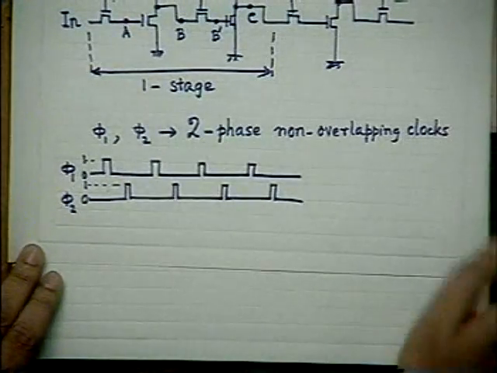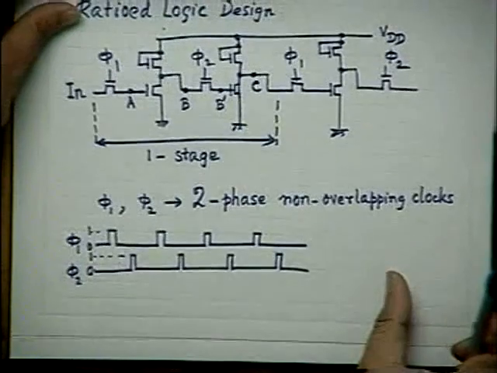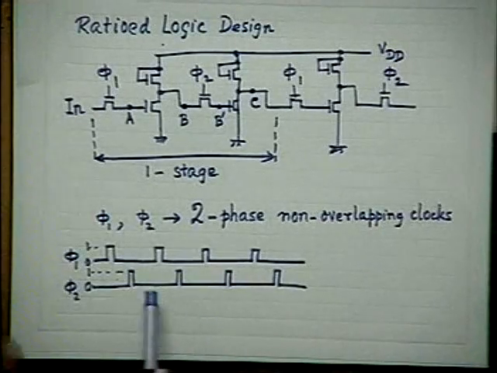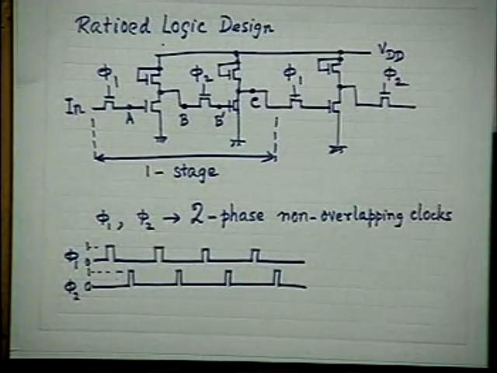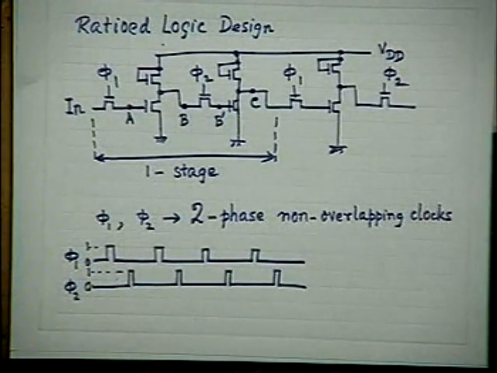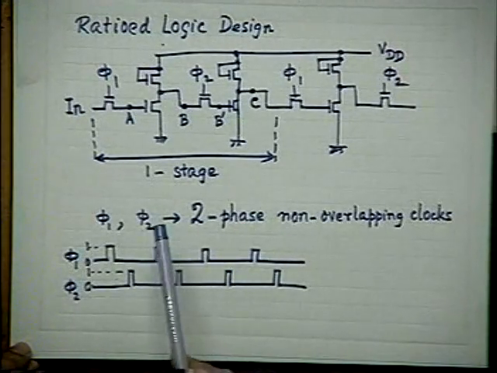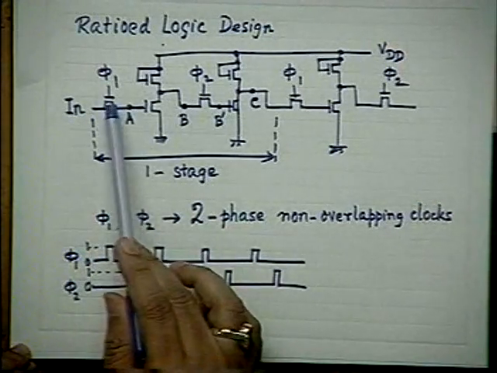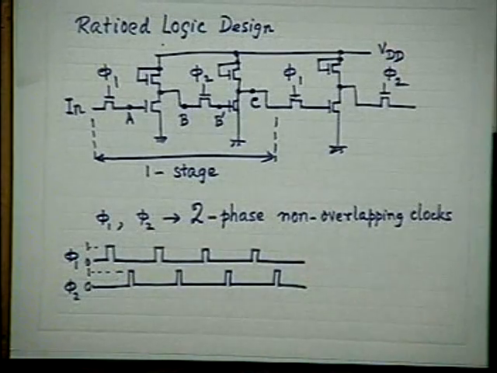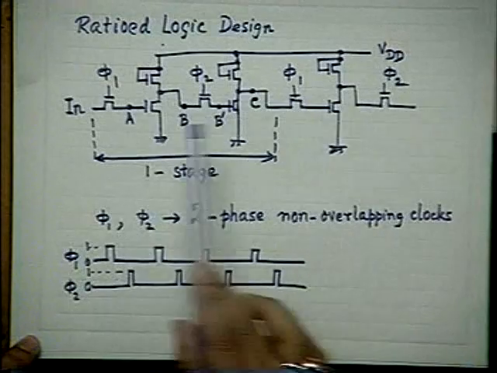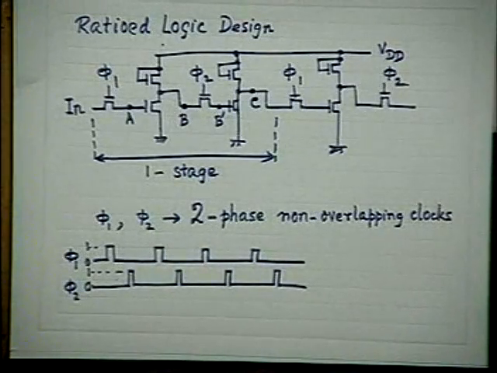You can easily see that the clocks are so phased, that is why they are called two-phase non-overlapping clocks. One state of this clock and the one state of the other clock do not overlap, and you have to ensure that properly. In that case, when phi 1 is high, phi 2 is low. When these transistors are on, the other transistors will be off, and vice versa. When these transmission gates are on, closed, the other transmission gates will remain off, open.